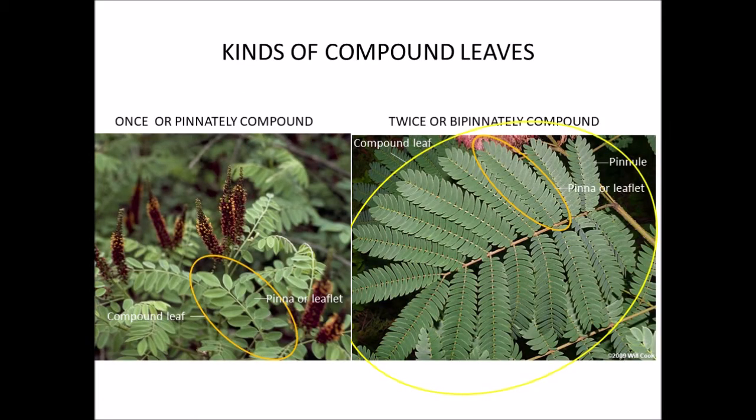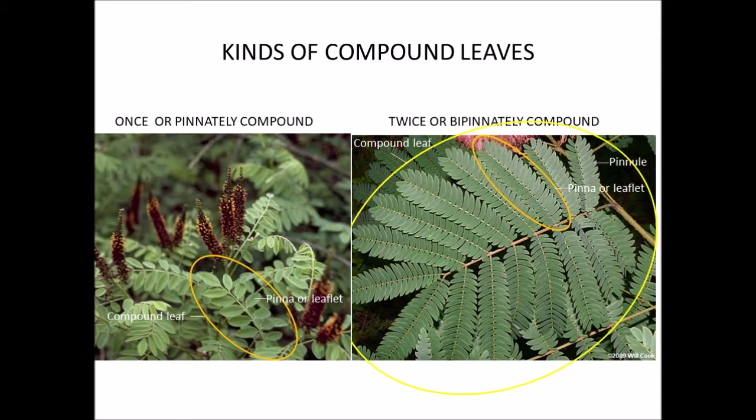There are different kinds of compound leaves, and they may be divided once or twice. On the left hand side you can see it's been divided once. It's pinnately compound. You can see individual pinnae on the leaf, and I've circled in yellow the single leaf of the compound leaf. Okay, so it's been divided once.